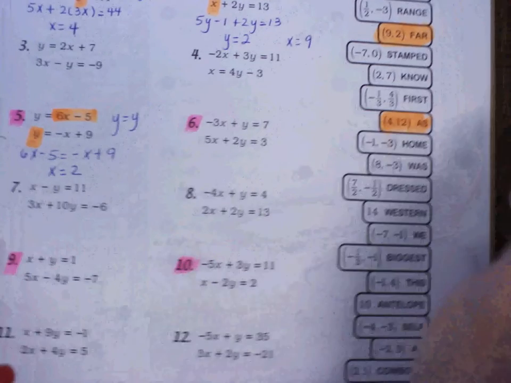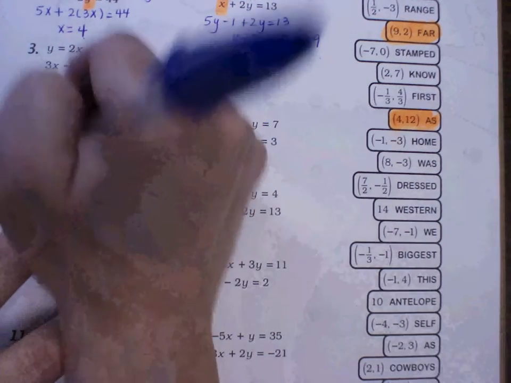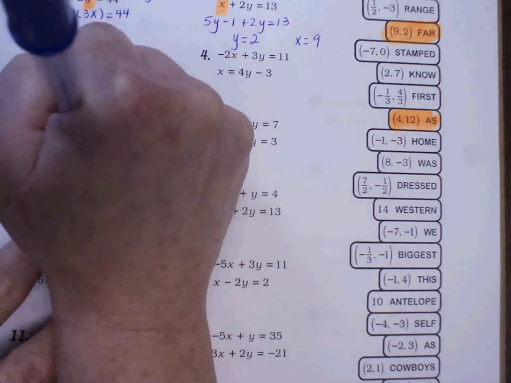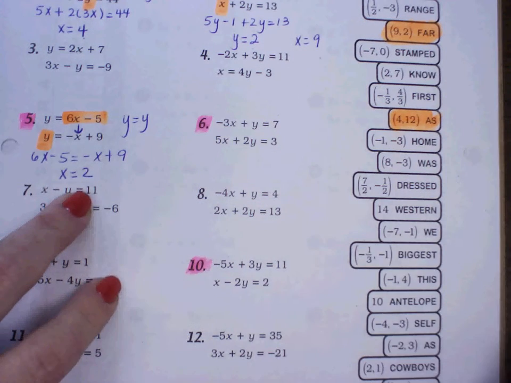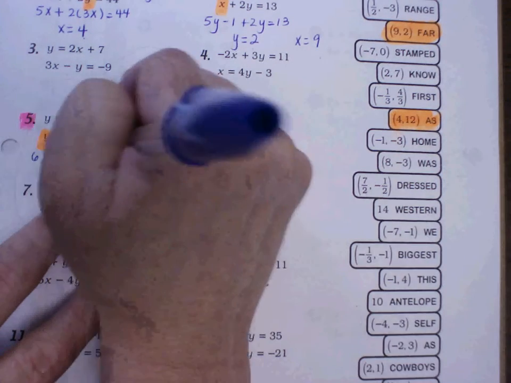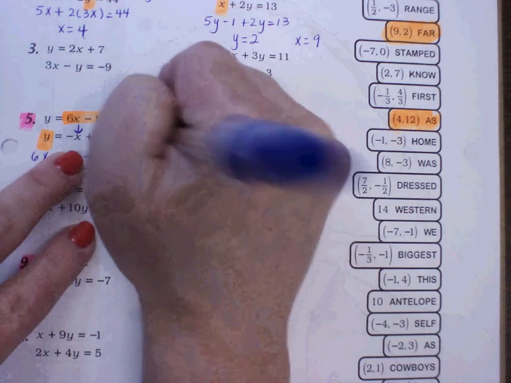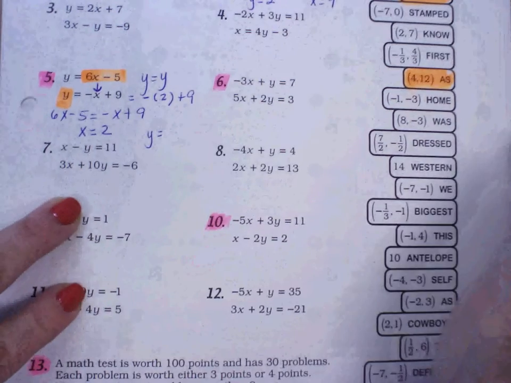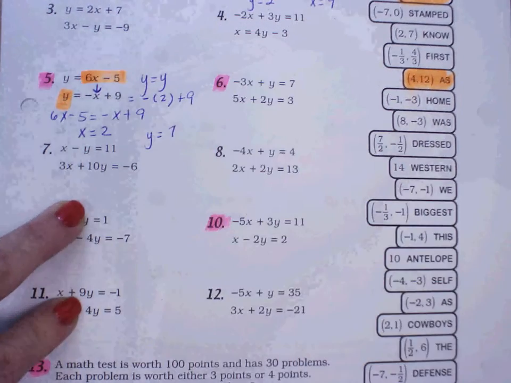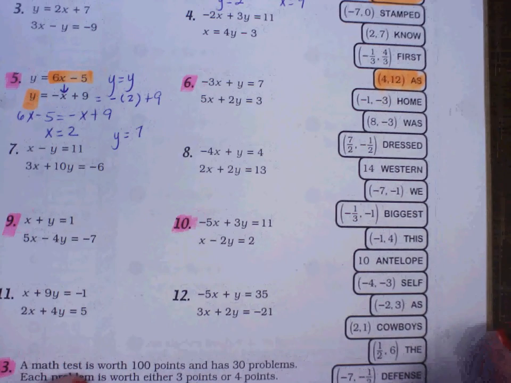No, because they're both solved. I would use the easiest. To me, this is the easiest one, but you can use the first one. It really doesn't matter. So I'm going to use the second one. That will be negative 2 plus 9. What is negative 2 plus 9? 7. Very good. So what's my point? 2 and 7, and it's this one right here.